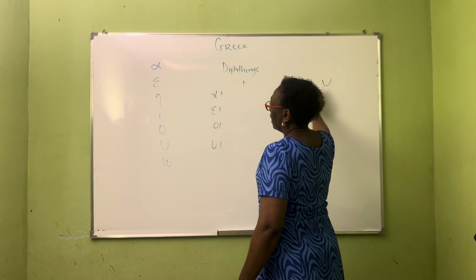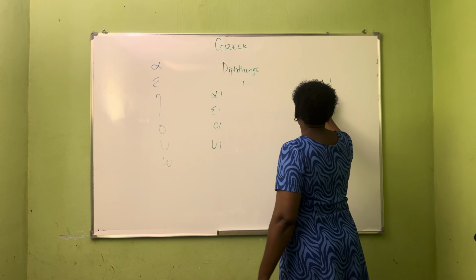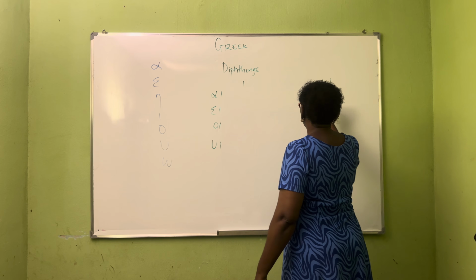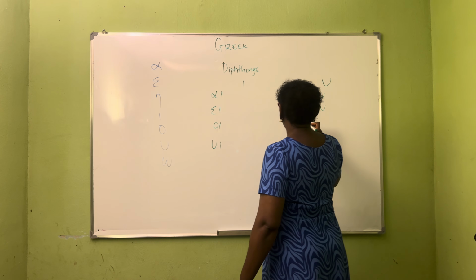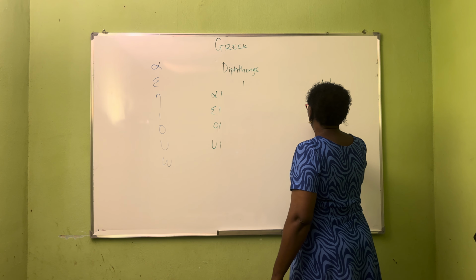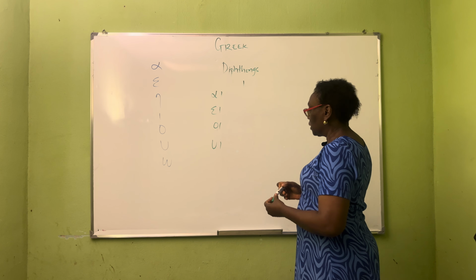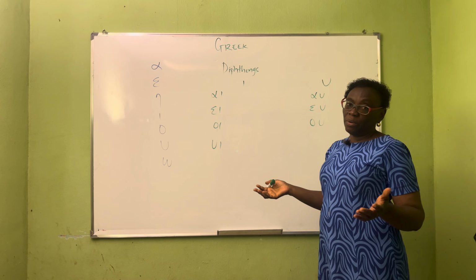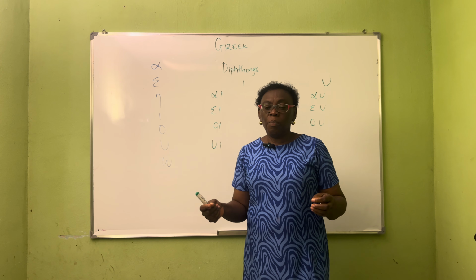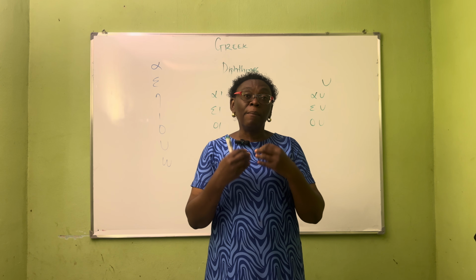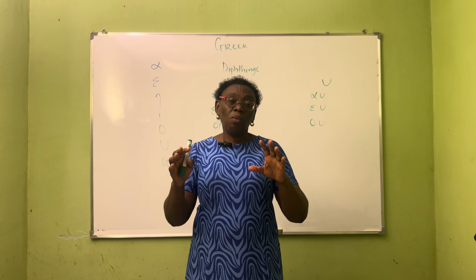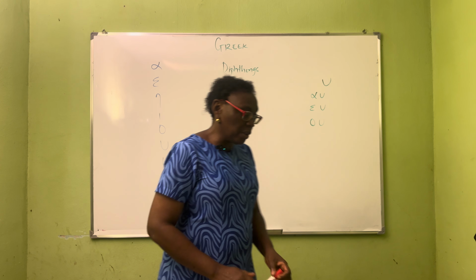The same thing happens. Alpha combines with upsilon. Epsilon combines with upsilon. Omicron combines with upsilon. So there are 7 of them, 7 diphthongs. They don't have special names, but there's a way in which we must pronounce them. That's what I want us to know, because these are features we find in the language. How do we pronounce them?